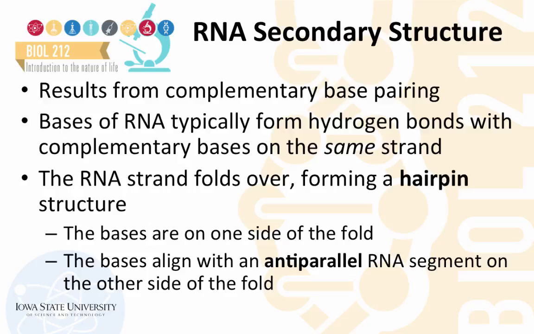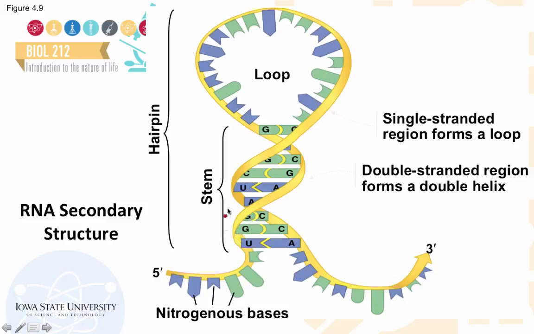RNA is a single-stranded molecule, so bases on the same strand that are complementary to each other interact and form hydrogen bonds. The RNA strand folds over, forming a hairpin structure. The bases are on one side of the fold, and they align with an antiparallel RNA segment on the other side of the fold. You can see the hairpin structure of RNA in this image.